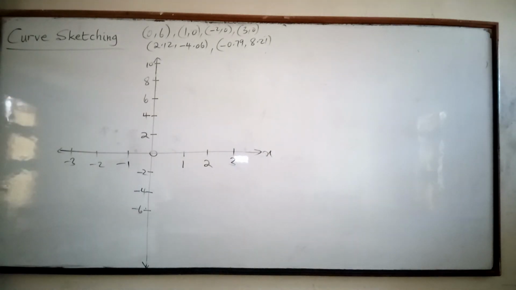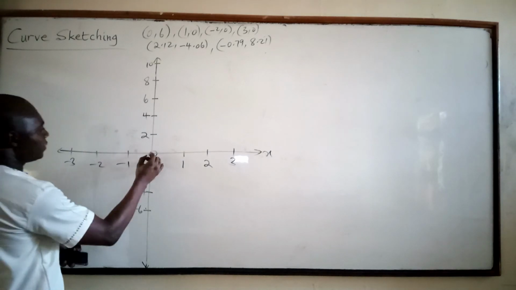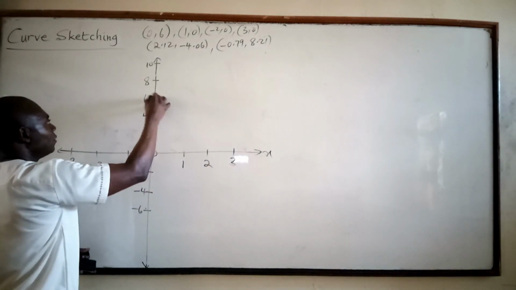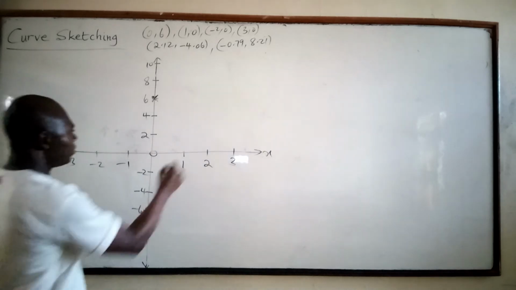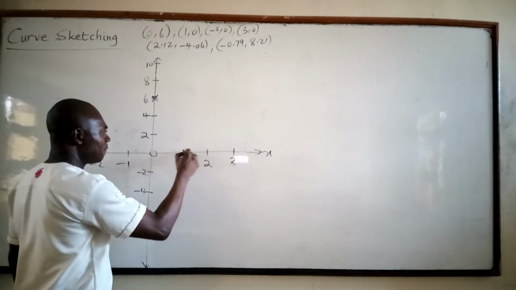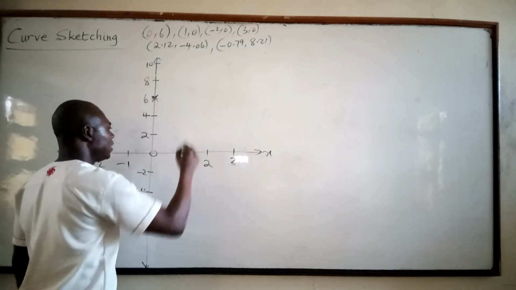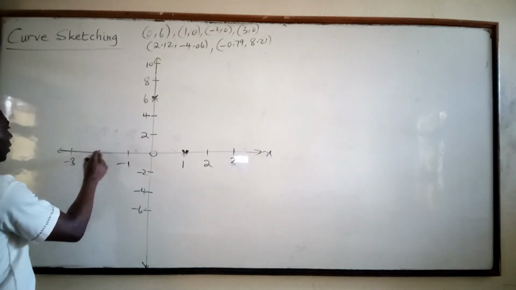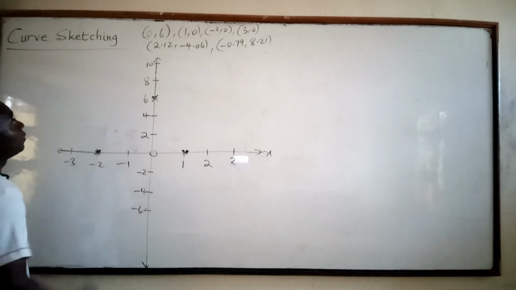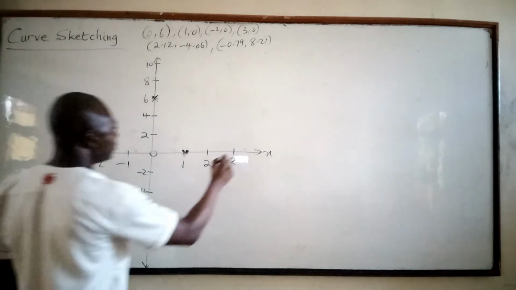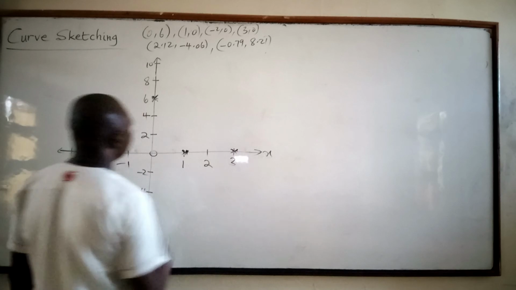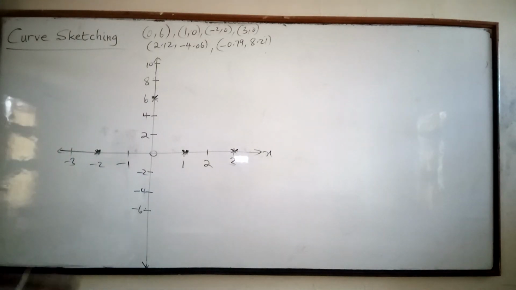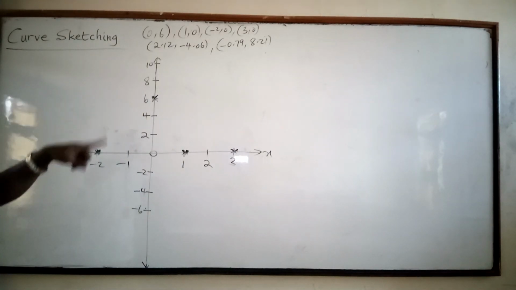So now let's look at the first one. 0, 6. It will be here. We also have 1, 0 here. So here, negative 2, 0. And then 3, 0. Yes.